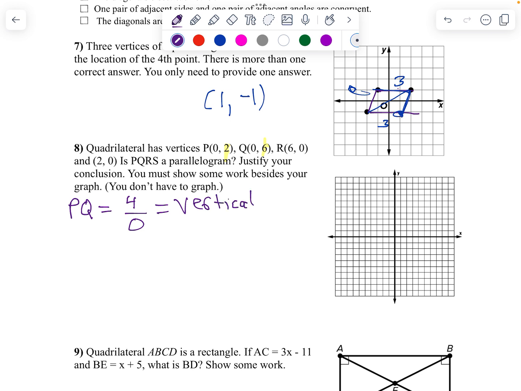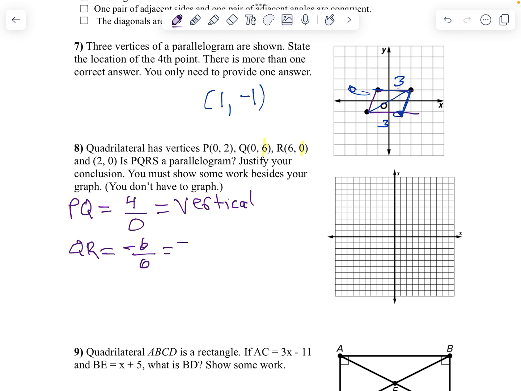Okay, then let's look at QR. So once again, on Q to R, I'll go 0 minus 6. So that's -6 over 6 minus 0, which is 6. So I get a slope of -1. Now let's look at the slope of R to S. And hopefully R to S is going to be a vertical line. And notice it is. Whoops. I'm going to highlight that.